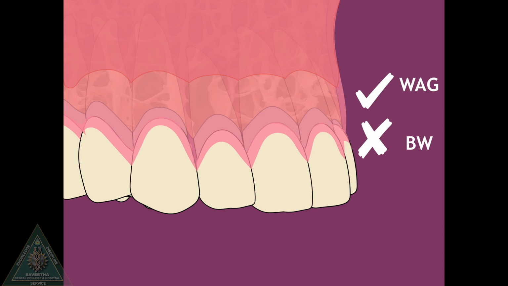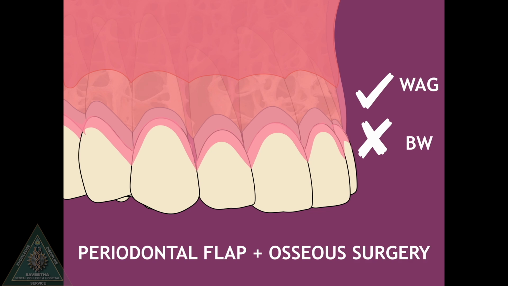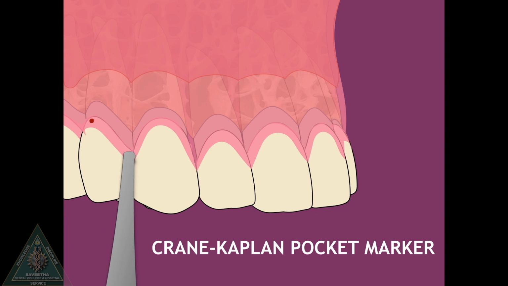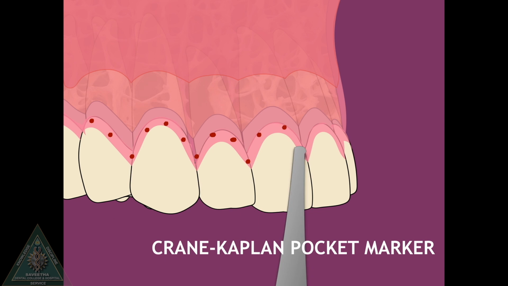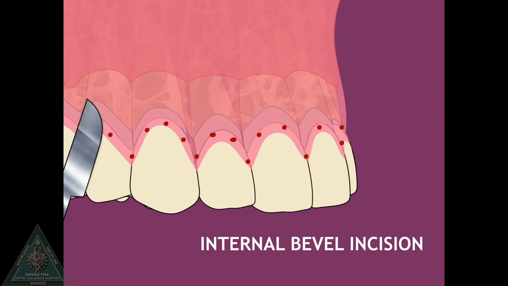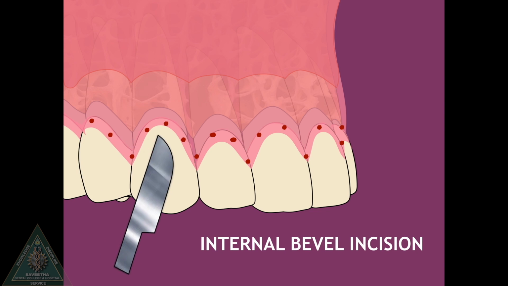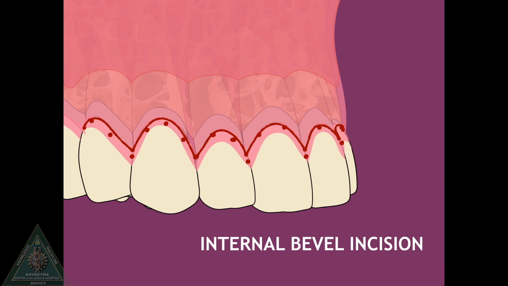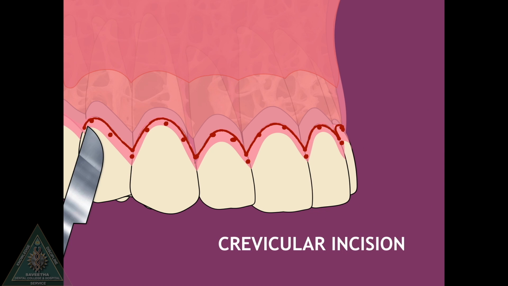When the biologic width is compromised but adequate width of attached gingiva is present, periodontal flaps with osseous contouring is suggested. In the case of an undisplaced flap, a Crane-Kaplan pocket marker is used to mark the pocket depth, following which an internal bevel incision is performed apical to the bleeding points. This is then followed by a crevicular incision.